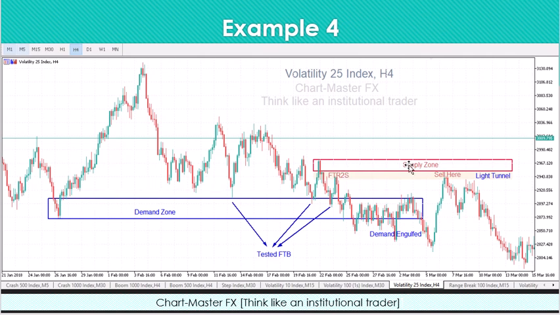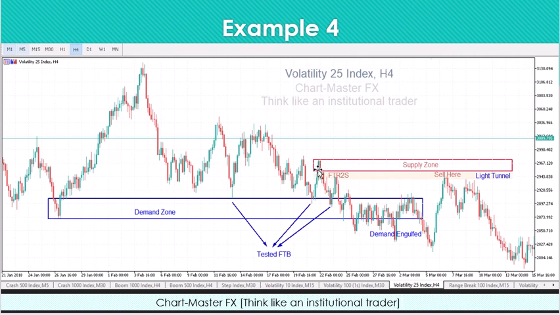So we have our supply here, guys, and you can see that this demand was tested multiple times. We have this first visit, we have this second visit, we have this third visit. So we can see that that condition of visits to demand has been met. Once we see that, we wait for the price to actually create a supply zone to the upside. So here we draw our supply zone.